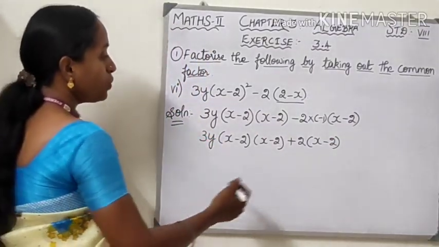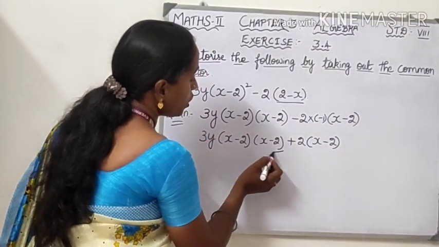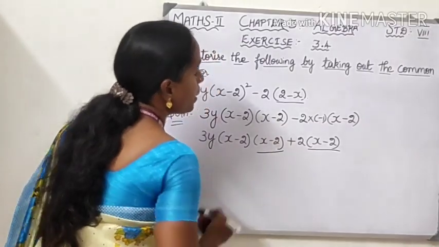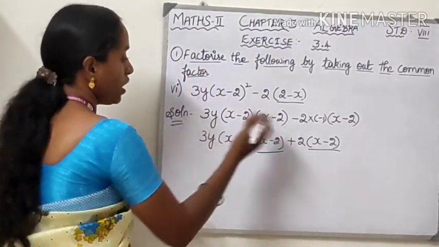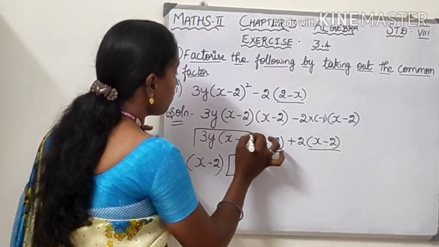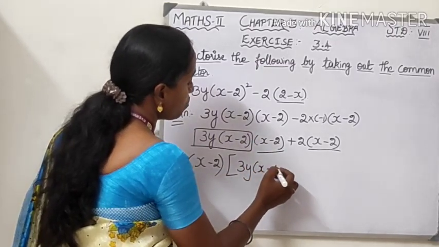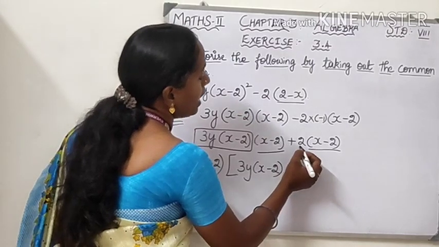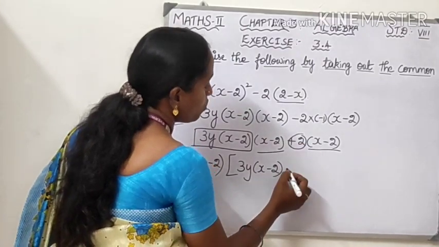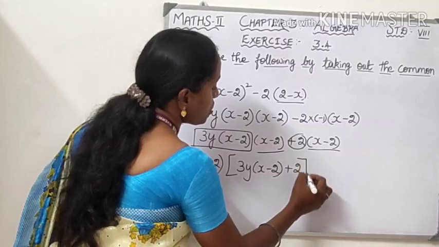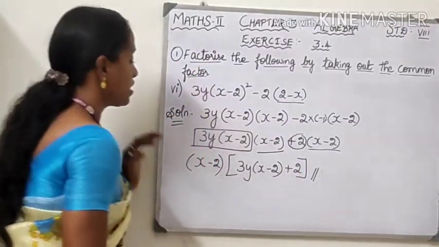Now you can find out which is the common term. So you can check this x minus 2 is your common term. So take that out. The balance here we have 3y x minus 2. Then we have plus 2. So we can write here plus 2. So this is your final answer.